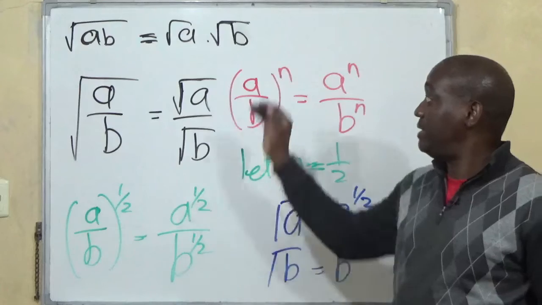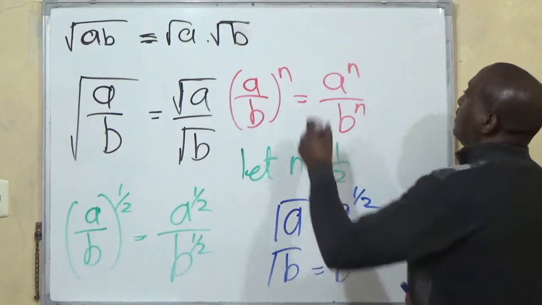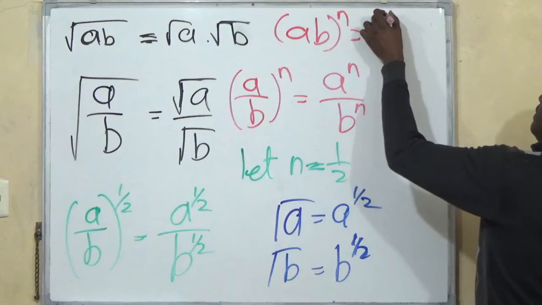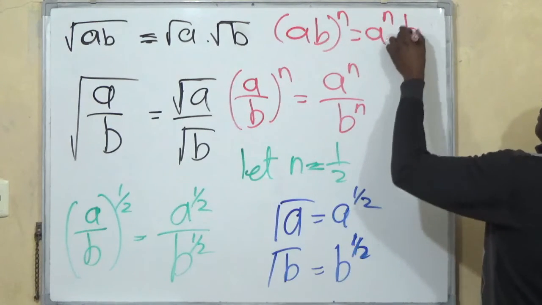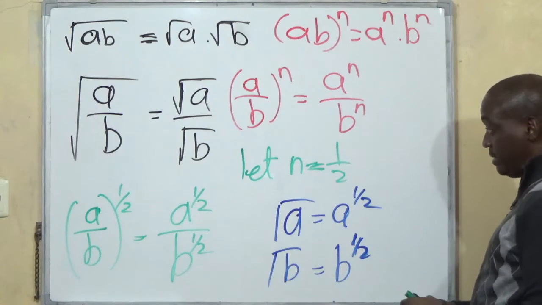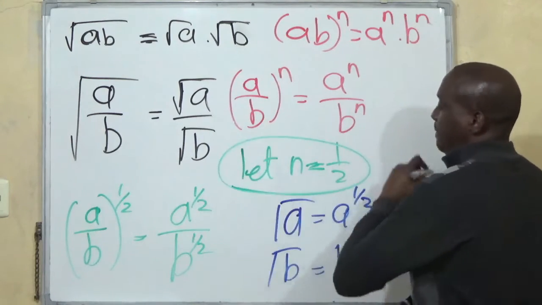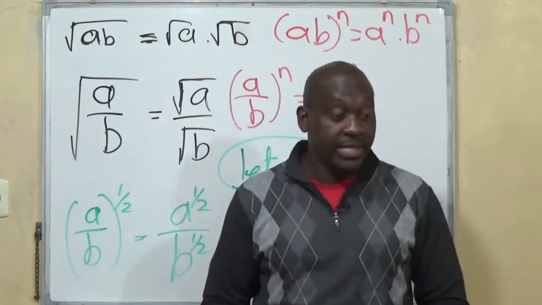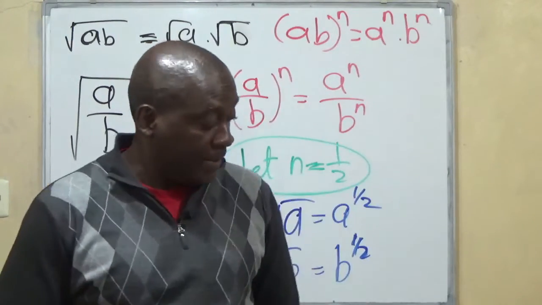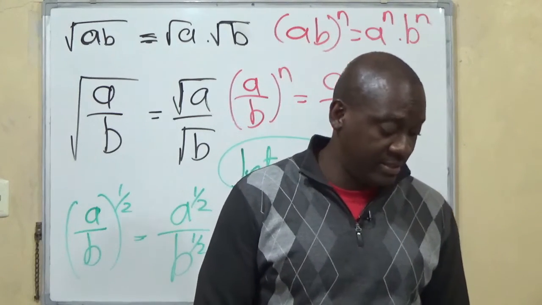Once you recognize that these are special cases of the respective rules in red, A to the power of n by B to the power of n, special cases where n is equal to a half, then you don't have a problem. Alright? And that is it for rule 11 and rule 12. So that is more or less it where the indices are concerned.